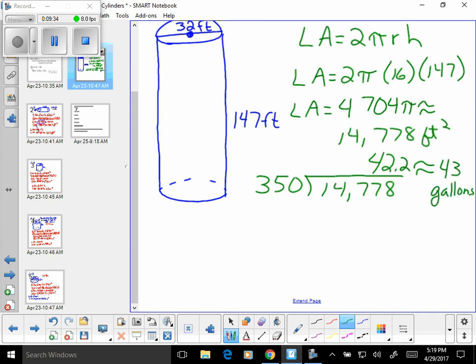Now you have to be careful because sometimes they actually may give you a shape that contains not just a cylinder, but perhaps a triangular shape, something on top of this. But in this particular case, we're going to be working with a cylinder. And this concludes lesson 9 4B.